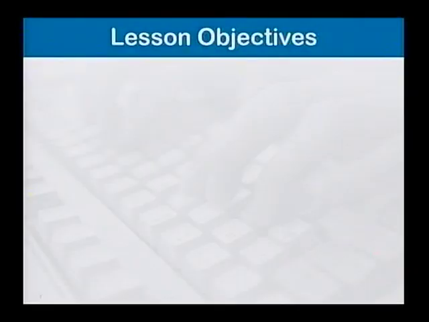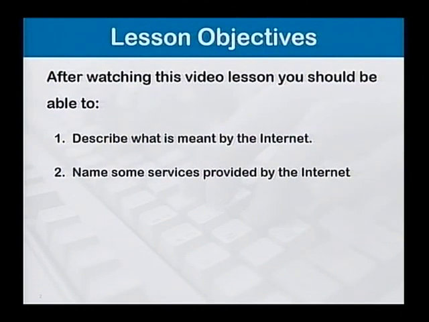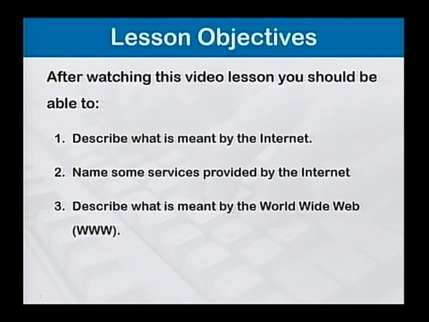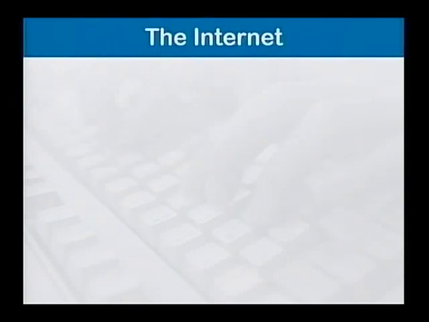Let us start by looking at the objectives of today's lessons. After watching this video lesson till the end, you should be able to firstly describe what is meant by the internet, secondly name some services provided by the internet, or we can say users of the internet, thirdly describe what is meant by the World Wide Web, that is the WWW, and finally distinguish, that is make the difference between the internet and the WWW. Let us start with the internet.